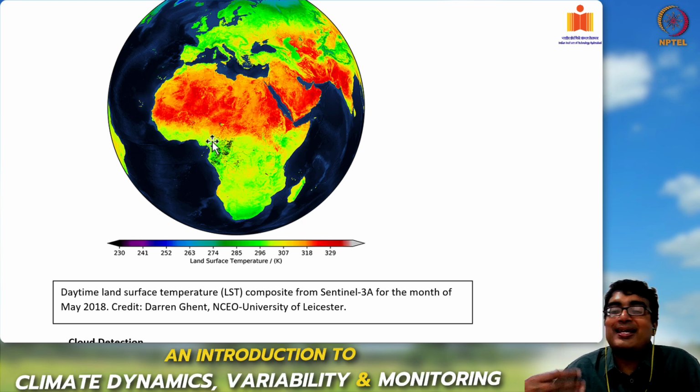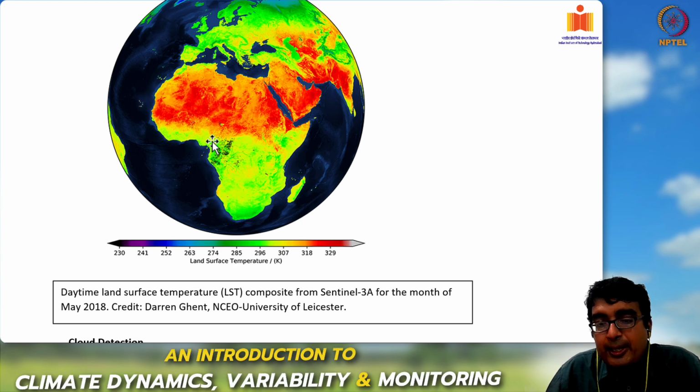So this way a satellite will give us a global view of the land surface temperature using TIR imaging systems. Okay. So we will stop here. We will finish TIR imaging in the next class and look at the other types of imaging. Sounding techniques we will begin in the next class.